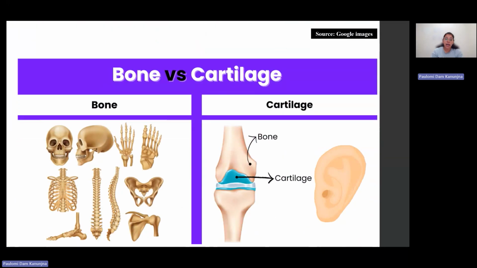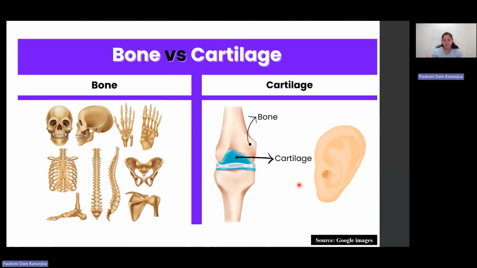Okay, so after your integumentary system, which covered skin and your nails and hair, we moved to bones and cartilage. And if you remember, what is cartilage? Cartilage is present here, the soft tissue.